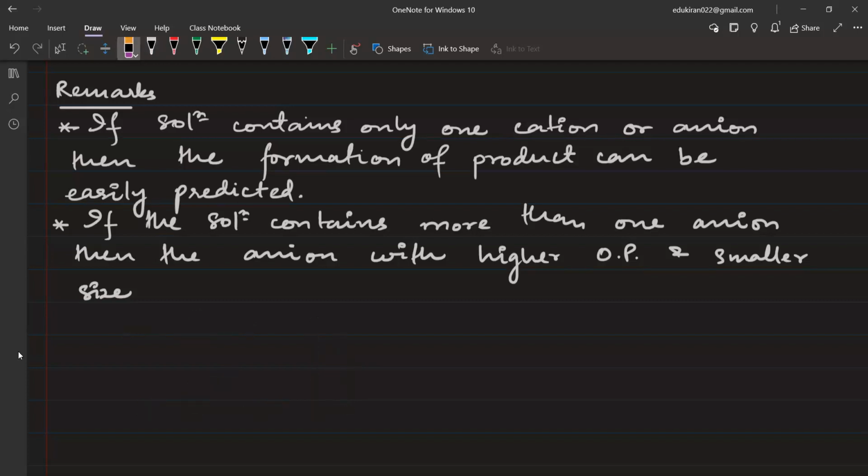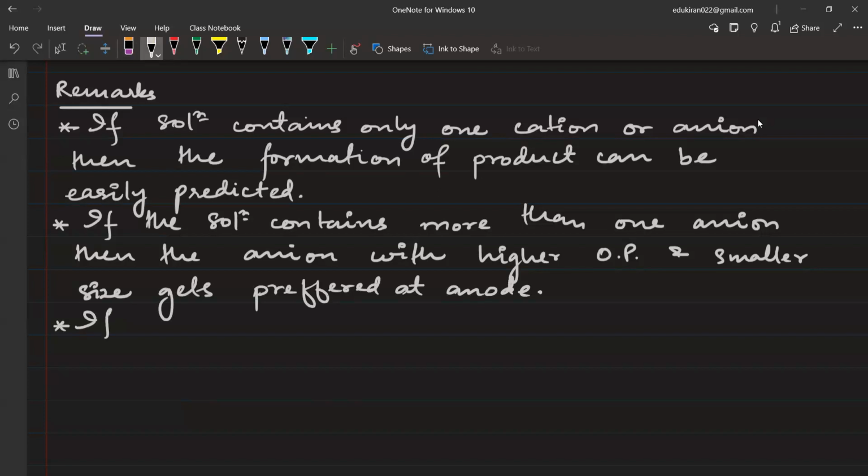Now, ठीक है, so I'll write higher oxidation potential and smaller size gets preferred at anode. That means anode पे वही पहुंचेंगे और उन्हीं का reaction होगा.